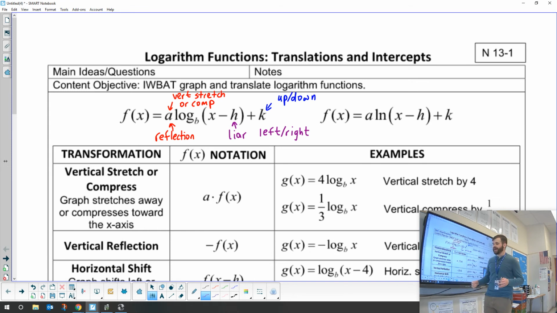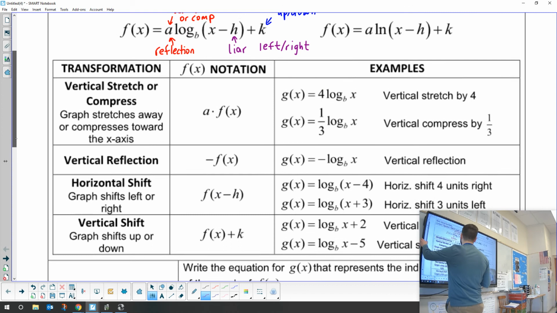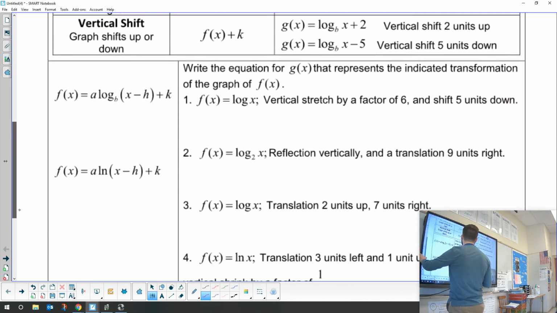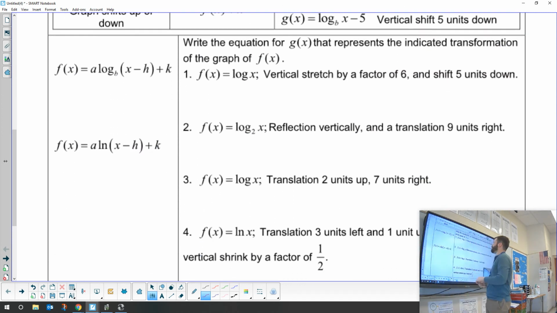Okay, now with that in mind, we can come down here and write some equations. On number 1, we have log of x. We have a vertical stretch by a factor of 6. Now, a vertical stretch by a factor of 6, that's my A. So my A is 6. So we'll end up plugging that into my equation like normal. All right. Then we're going to shift 5 units down. If I shift 5 units down, that is my K. And 5 units down means it's going to be negative 5.